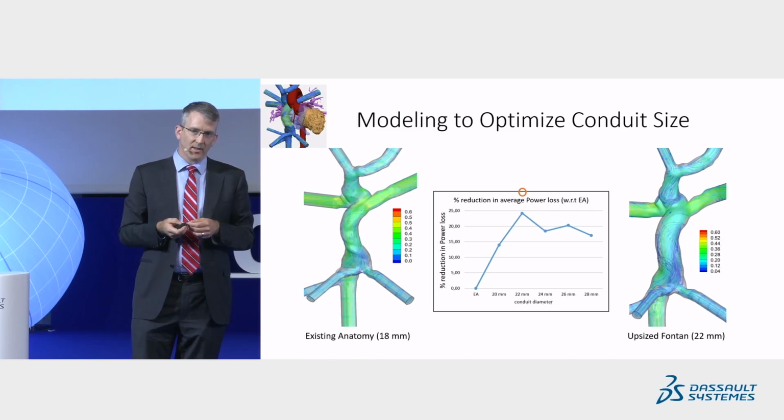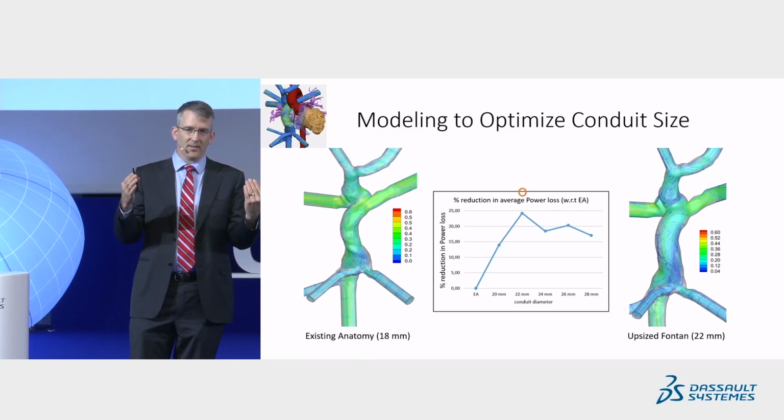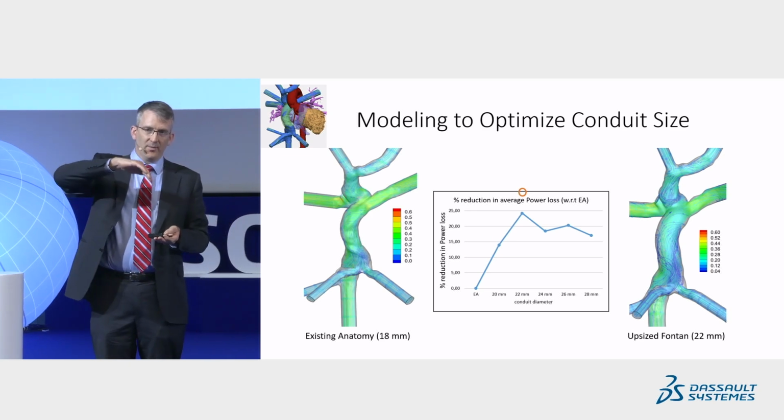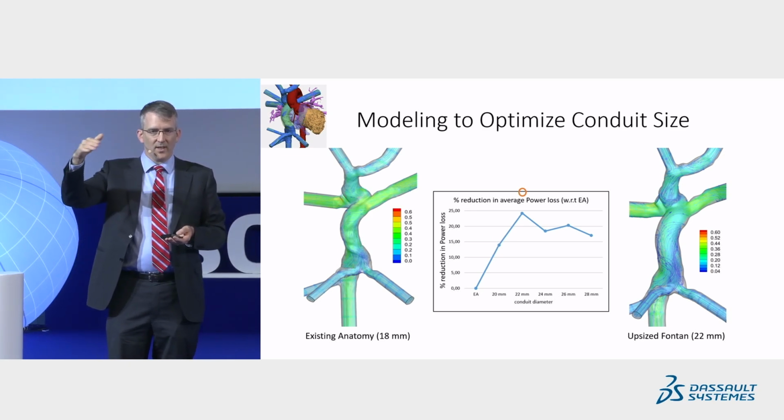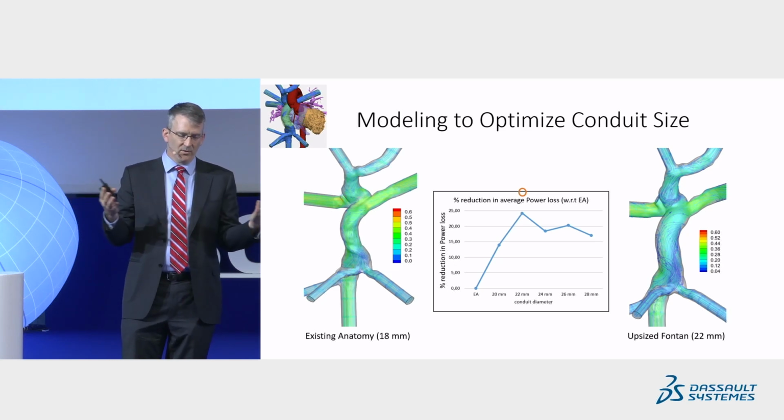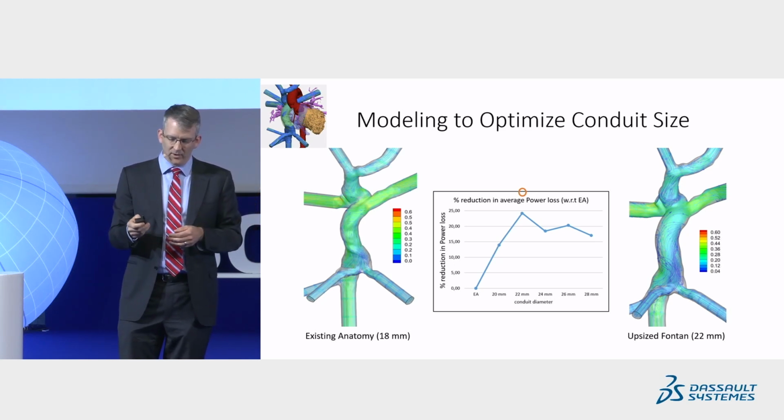And we're able to use CFD to model how to upsize these Fontan conduits for patients who need it. And you can upsize the Fontan conduit to a point to decrease the energy loss. And then if you oversize it, you'll actually increase the energy loss because you get swirling and inefficient flow.